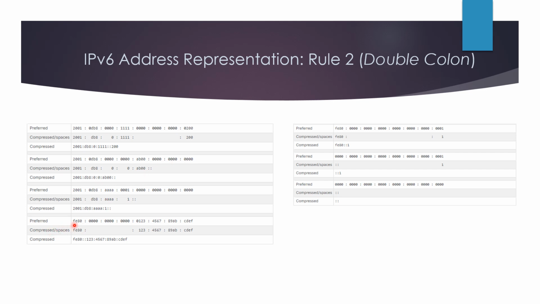Let's see this one. We have this preferred IPv6 address. After we omit the leading 0s, we will have this one, and after we compress by using the double colon, we will be here at the last line. Same will be here, and as you can see at the last one, all hextets have the value of 0, and if we compress that, we will be left with only two colons.